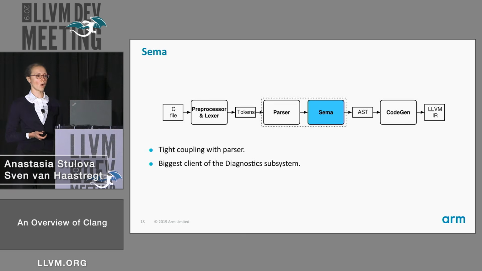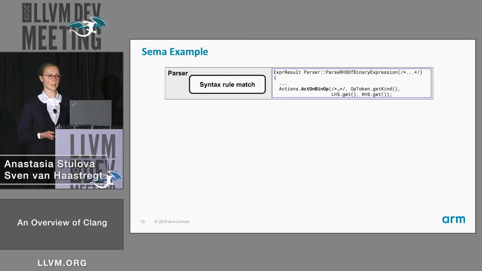Right, so once the program is parsed, we know that it's syntactically correct. The next step will be to actually check validity of this program semantically. And there is a special component in Clang that does that. It's called SEMA. SEMA and Parser are very tightly coupled together. There isn't any in-memory format that they exchange. However, there is certain interface that they use. And SEMA is the biggest client of diagnostic subsystems. So most of the errors and most of the complicated diagnostics are going to be handled in SEMA.